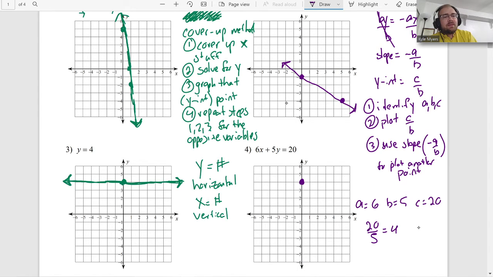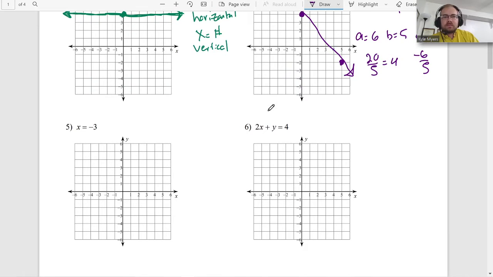And then we want negative A over B. So negative 6/5. 1, 2, 3, 4, 5, 6. 1, 2, 3, 4, 5. All right. And draw a line through it. Doesn't have to be perfect, but there it is.